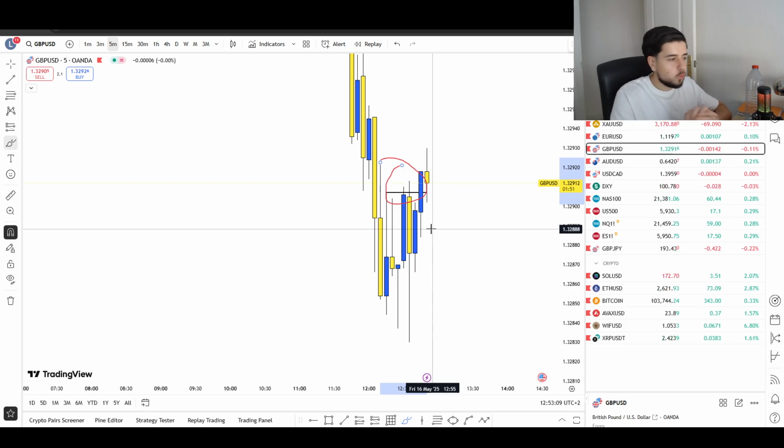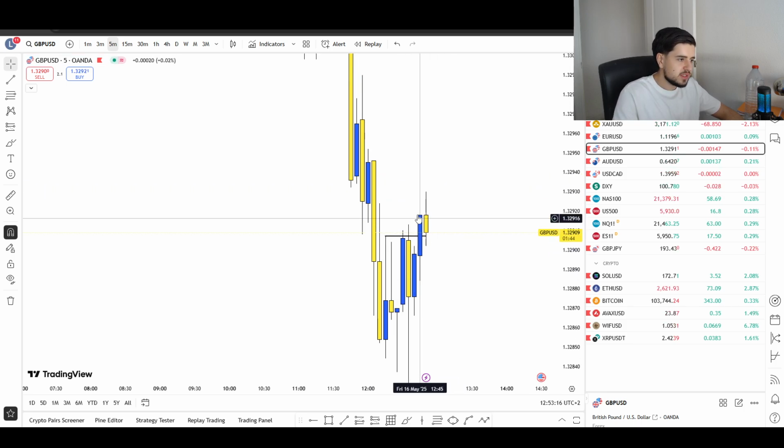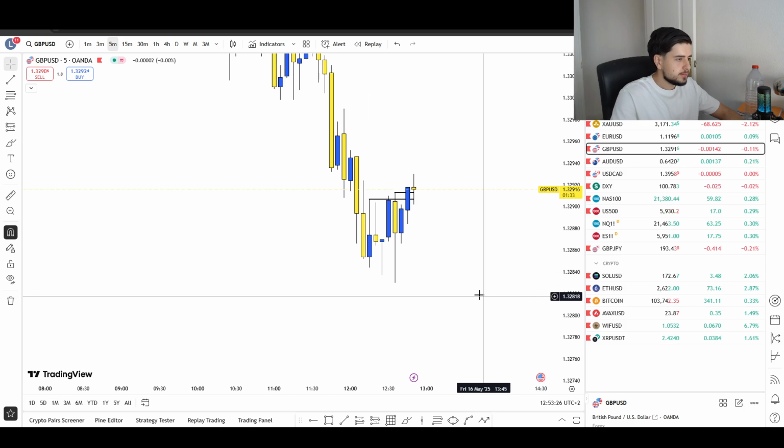No, it's not. Why? Because we did not close above this candle up until this candle, right? But before this candle was created, we created another high right here, and this only tapped into the high, which means it technically swept it. So it did not close above it. It's not a break of structure.